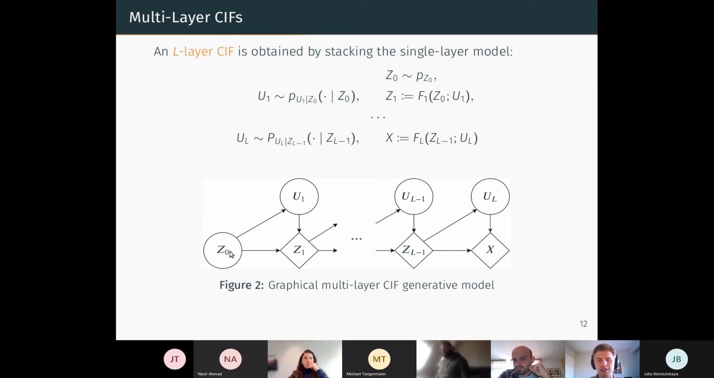You can see it graphically here. The circle nodes represent random values, and the diamond nodes represent deterministic values given their parents. And another thing we can see is that if we remove all these u values, then we're just left with a standard normalizing flow model.